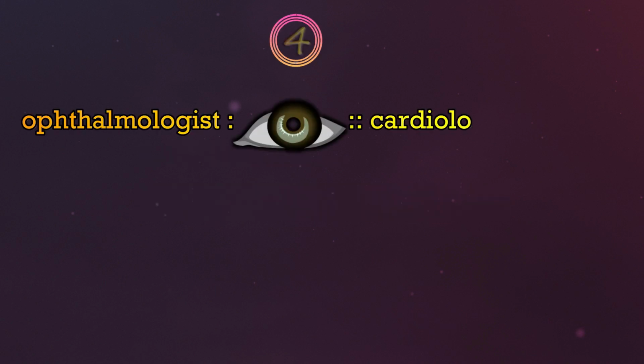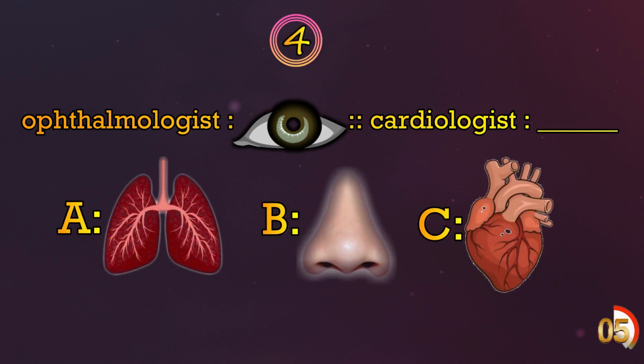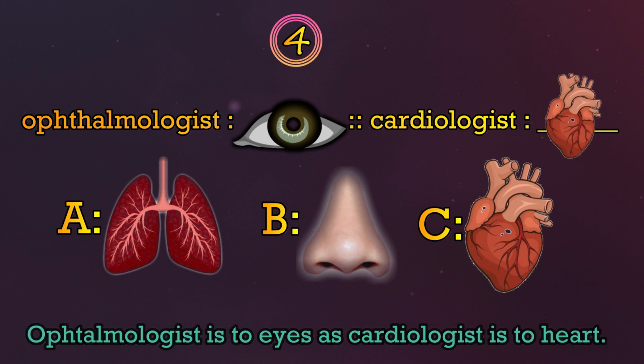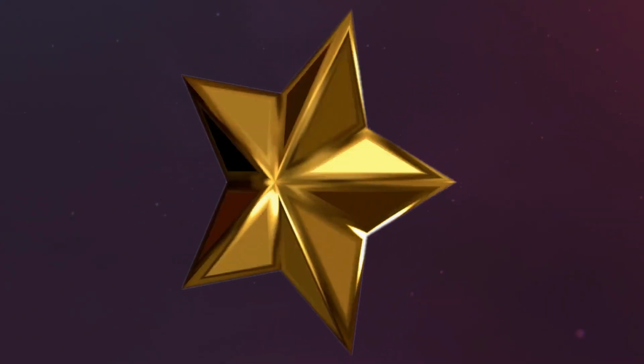Number 4. Is it A, B, or C? The correct answer is letter C for heart. We read this as ophthalmologist is to eyes, as cardiologist is to heart. Here's your star for your correct answer.